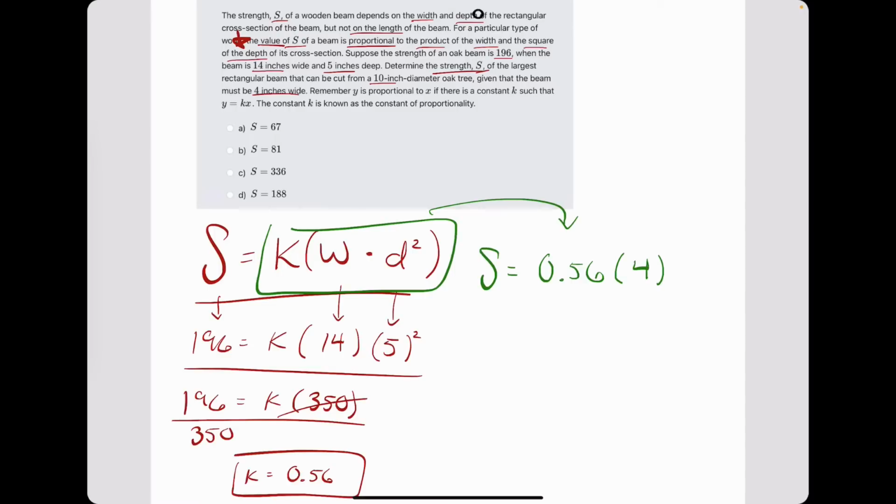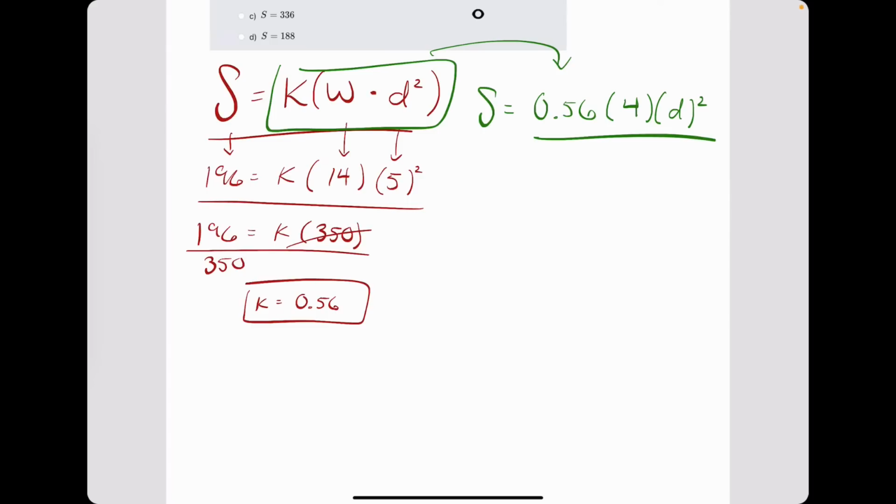So I hope I'm not overthinking this. Hopefully 10 inches in diameter might represent the depth. Hopefully I don't have to overthink this. I'm going to say 10 inches is the depth. We'll see where that gets us. I'm going to calculate all of this together. Let's see if we have any luck. 0.56 times 4 times 10 squared. The answer is 224. All right, so that did not work out. It looks like we're going to have to try something else.